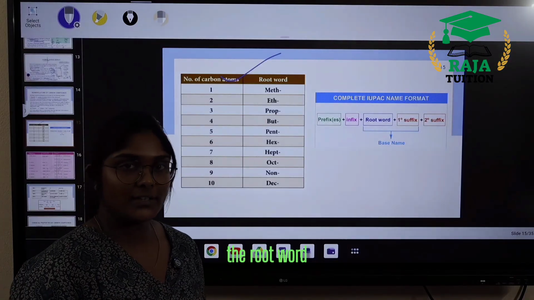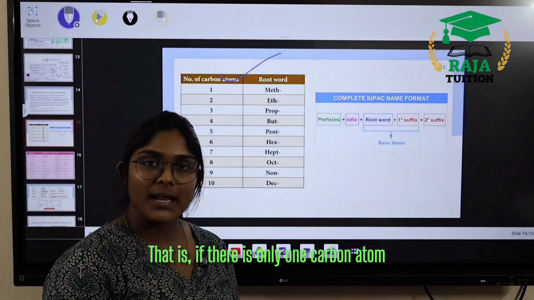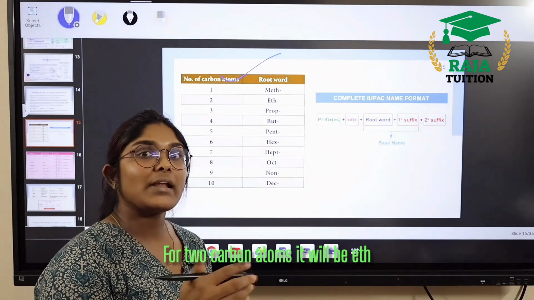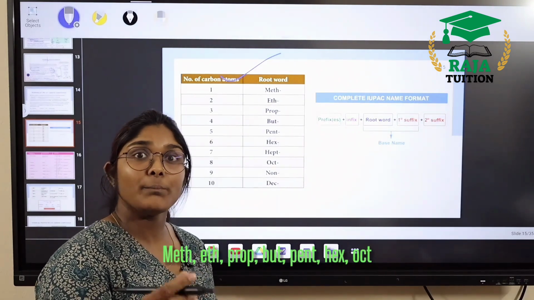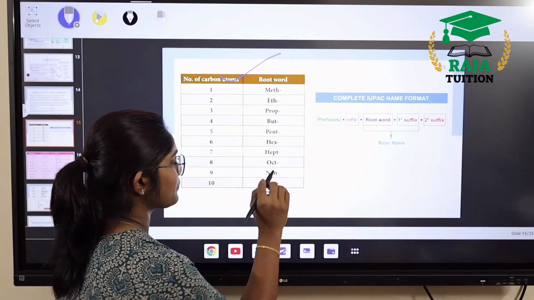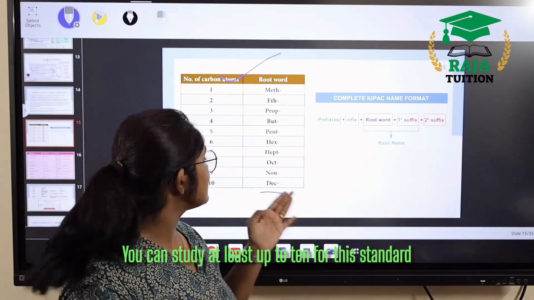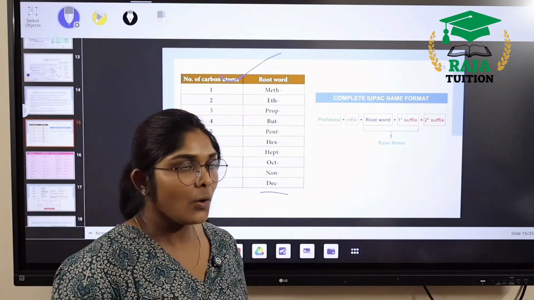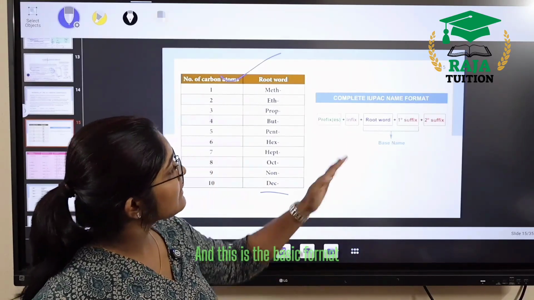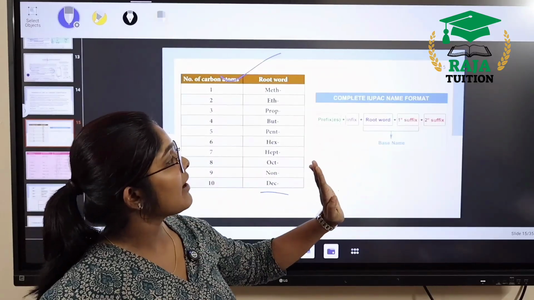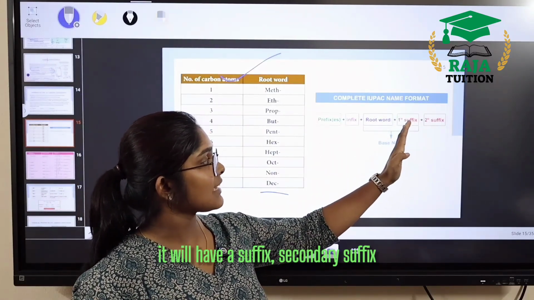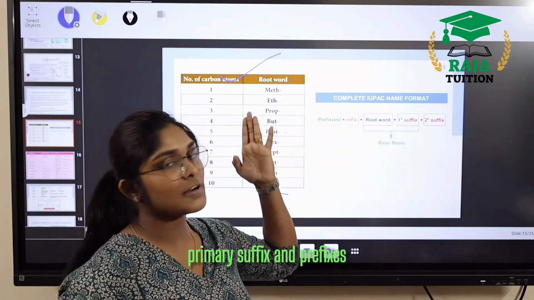The root word: if there is only one carbon atom, the root word will be meth. For two carbon atoms, it will be eth. Meth, eth, prop, but, pent, hex, oct, likewise up to dec. Or even more, you can study at least up to 10 for this standard. After that, in higher classes you may have to study more about this. And this is the basic format while naming a carbon compound: root word, secondary suffix, primary suffix and prefixes.